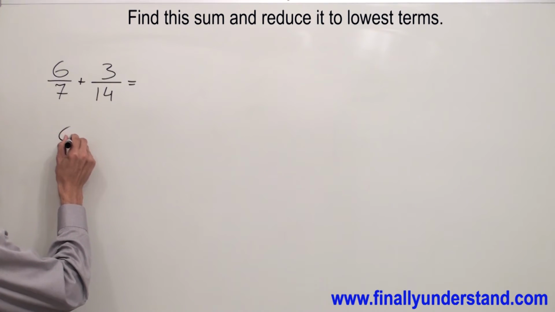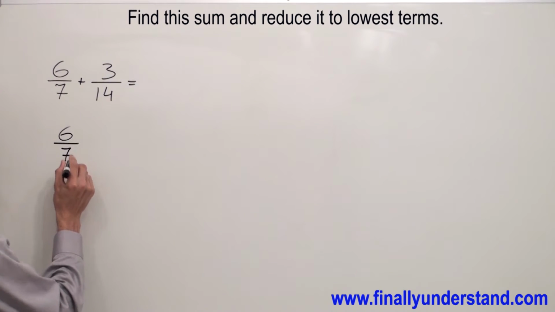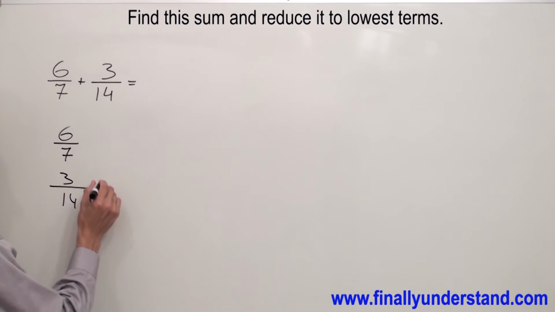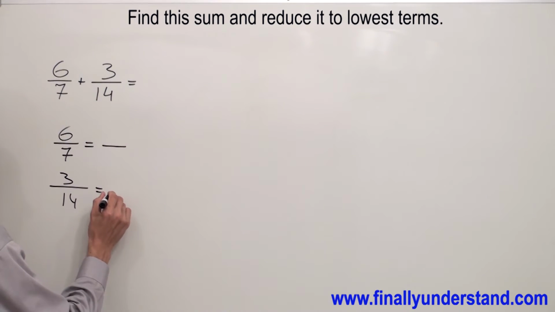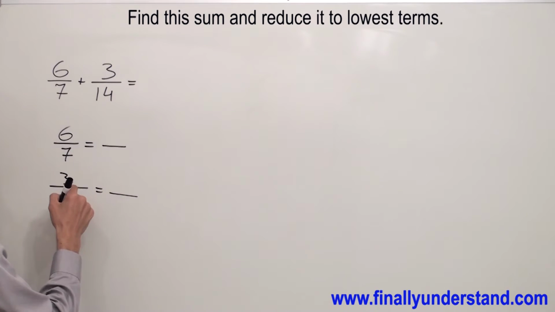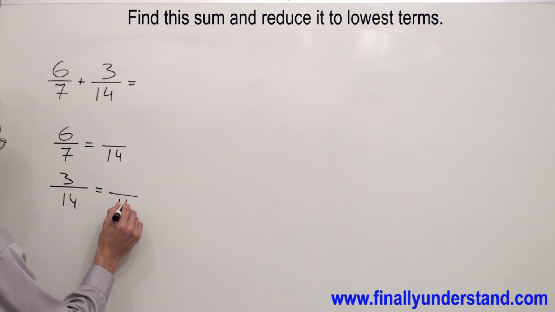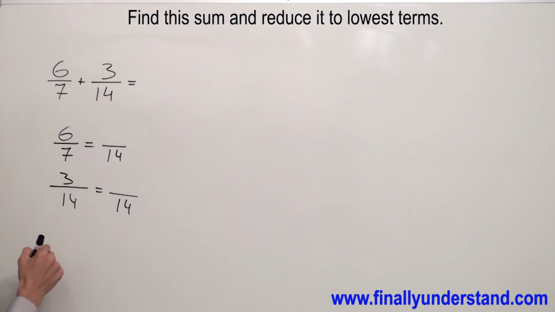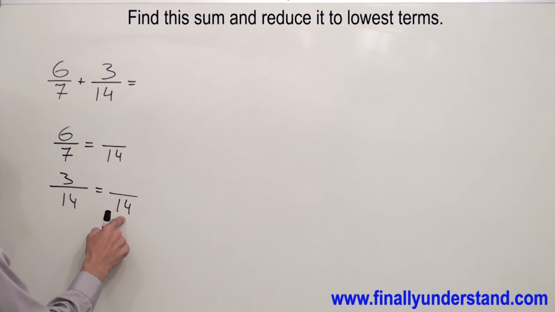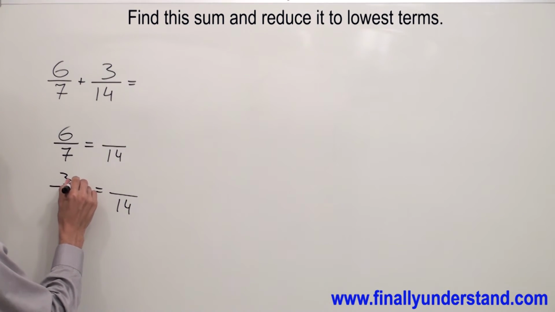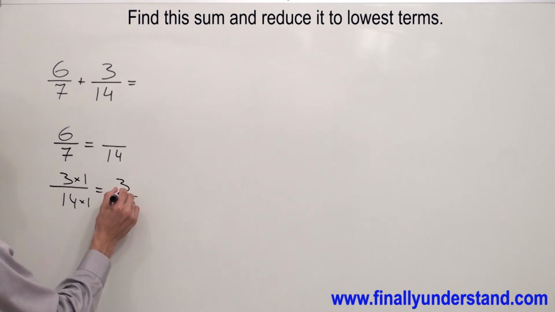Okay, so I have 6 over 7 and I have 3 over 14. I have to find the equivalent fractions, okay, to these two fractions. Common denominator we said is 14. By what number do I have to multiply 14 to get 14? I have to multiply by 1. Whatever I did in the denominator, I have to do also in the numerator. So I have 3 times 1 is 3.